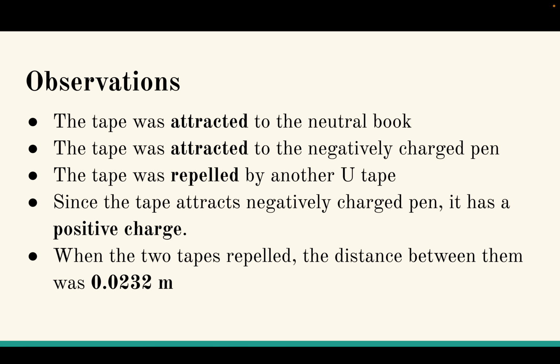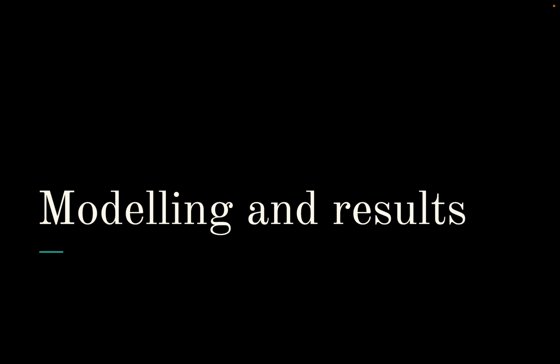We see that the tape was attracted to a neutral book. The tape was also attracted to a charged pen, but the charged tape repelled another charged U tape. This shows that the charge obtained by the tape is positive charge. We also see that the distance of repulsion is 0.0232 meters.